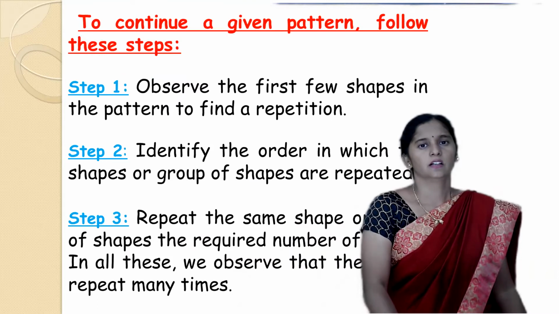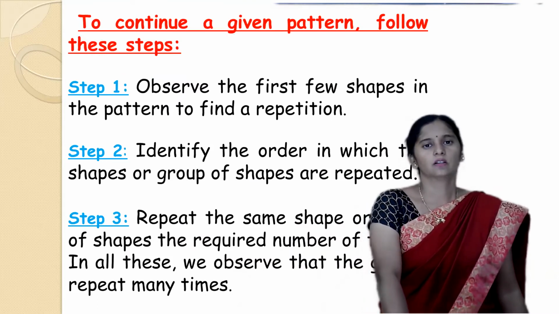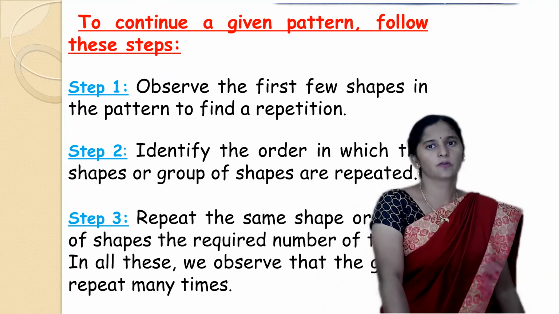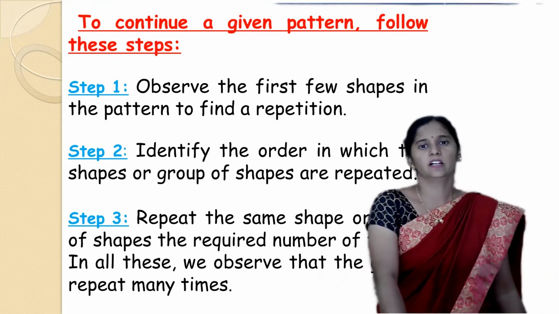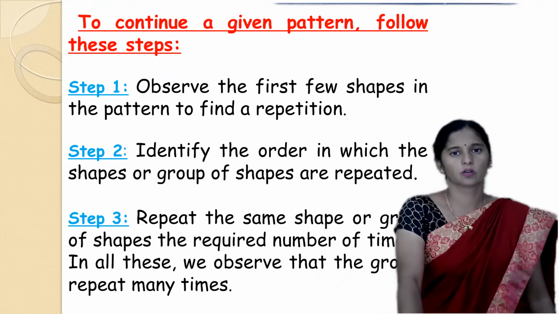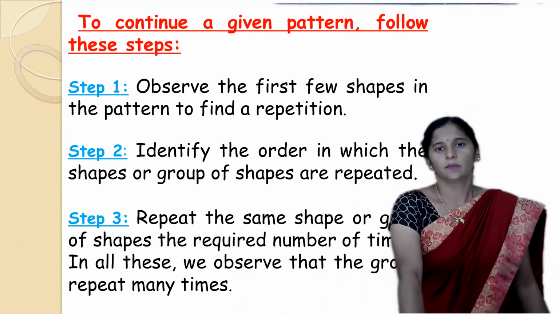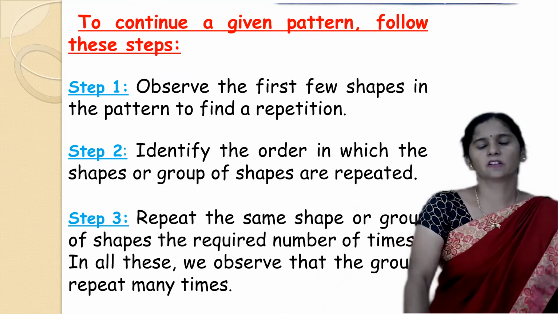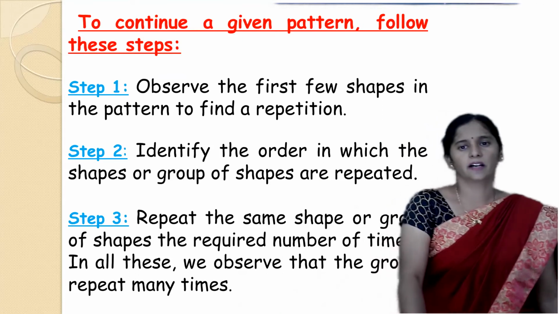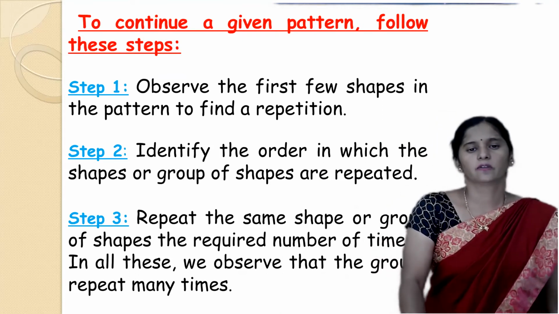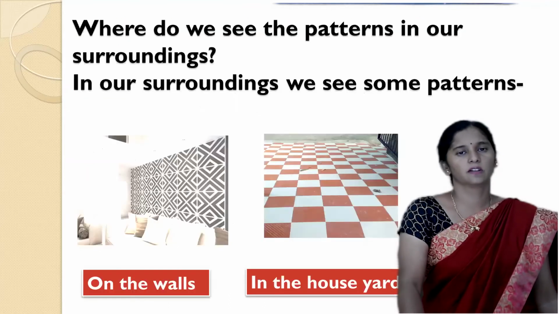Now let us see. To continue a given pattern, we need to follow these steps. Step number one, observe the first few shapes in the pattern to find the repetition. Step number two, identify the order in which the shapes or groups of shapes are repeated. Step number three, repeat the same shape or group of shapes the required number of times. In all these, we observe the groups repeating many times. We have seen examples of these.